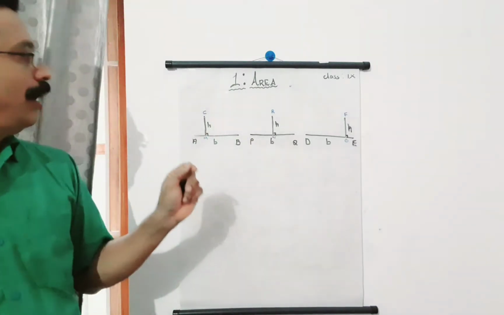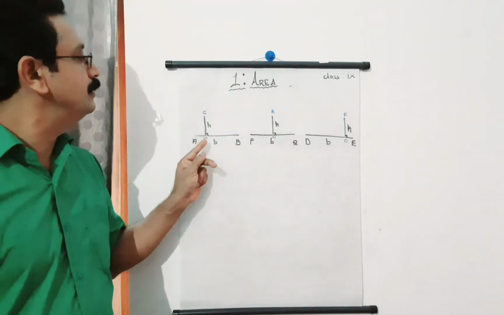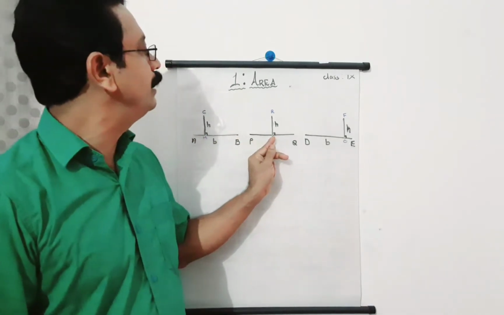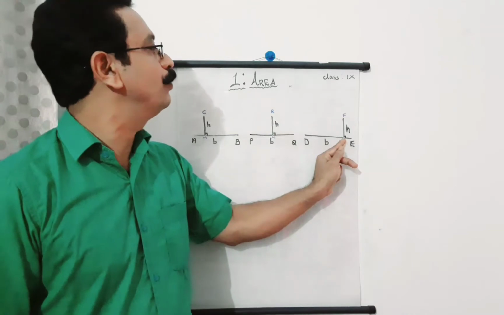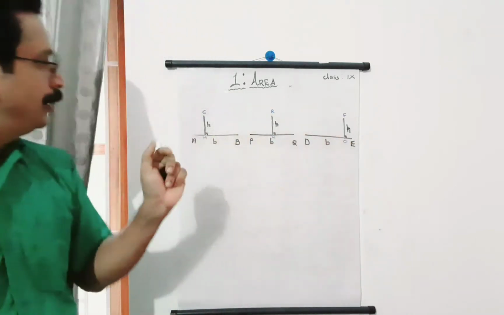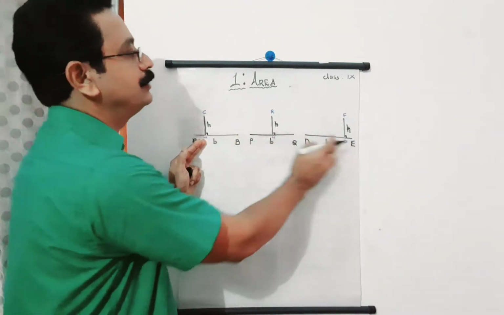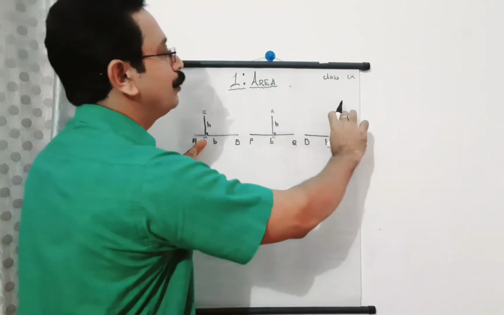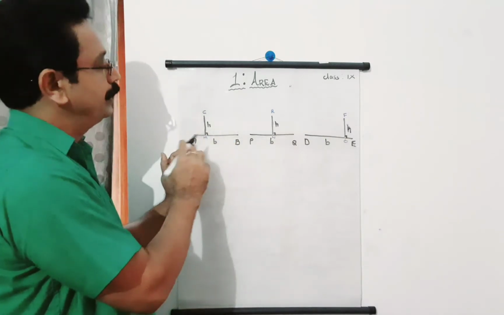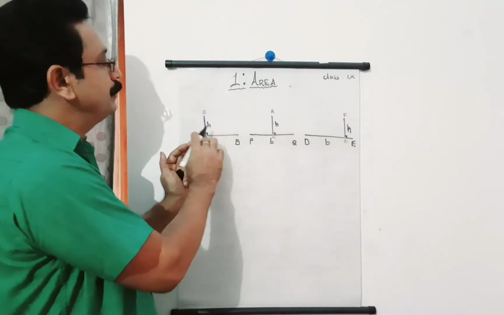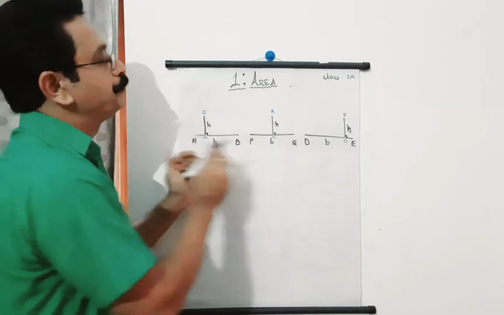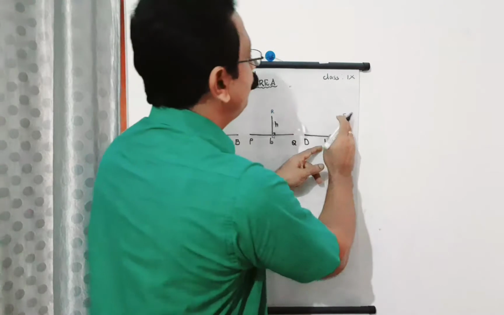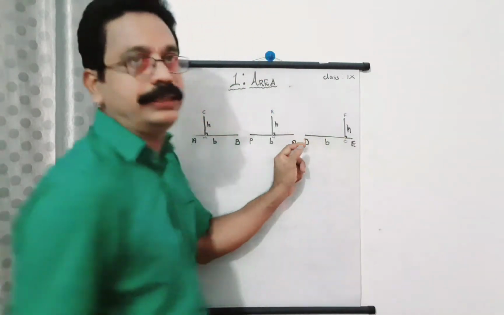Now going to mark, here you can see a point M on AB and a point N on PQ, a point O on DE. Here on these 3 points, I have drawn perpendicular lines, perpendicular to the below line. That is, CM is perpendicular to AB, RN is perpendicular to PQ, FO is perpendicular to DE.